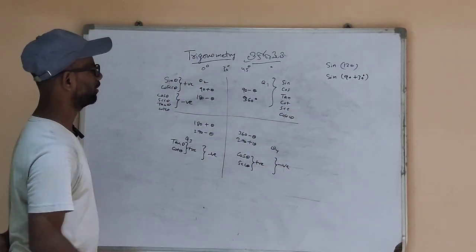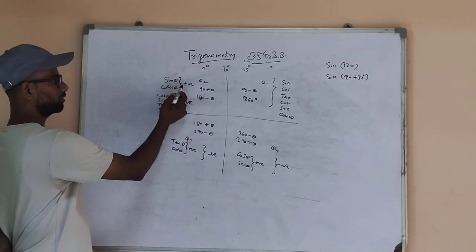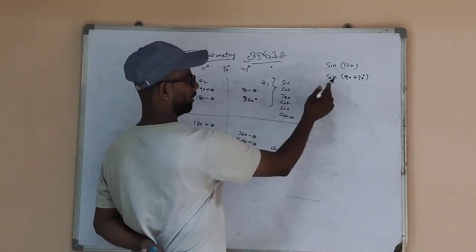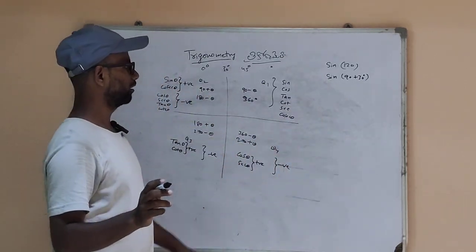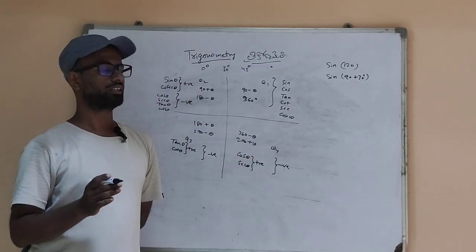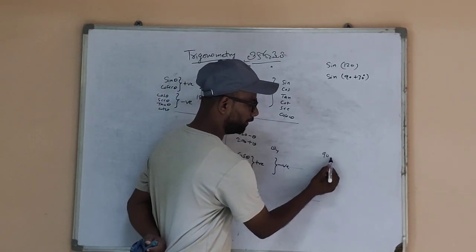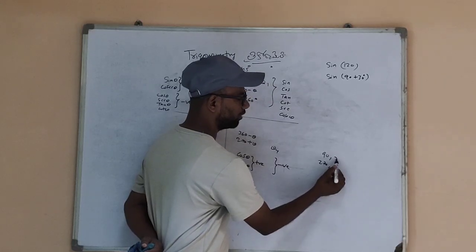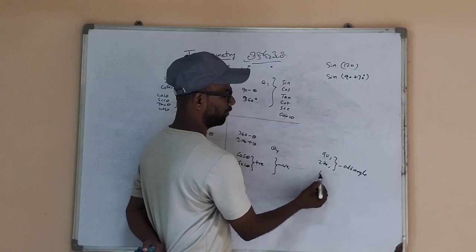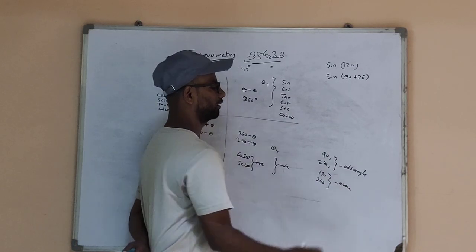Sine of 90 plus theta means which quadrant? Second quadrant. In the second quadrant only two terms are positive. What are those? Sine and cosecant. Just one thing here, I forgot one thing. For sine of 90 plus theta you have to remember whether the first angle is an odd angle or an even angle. Here 90 and 270 are both odd angles. Next, 180 and 360 are both even angles.